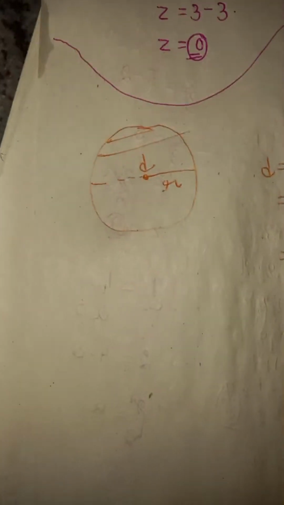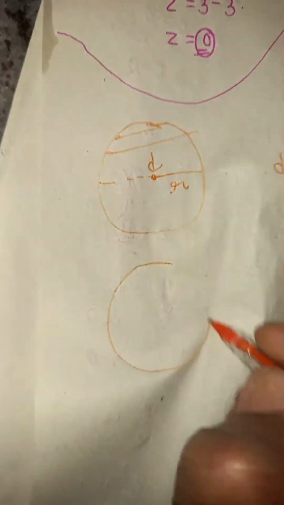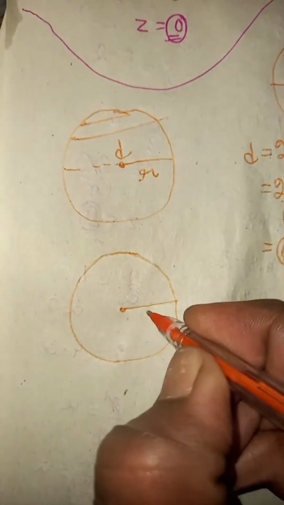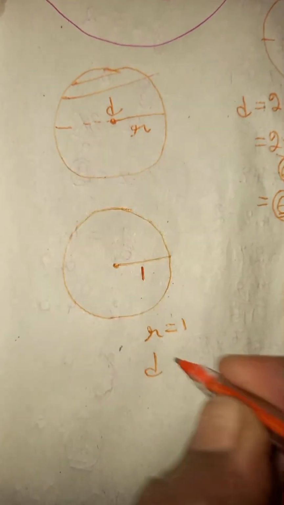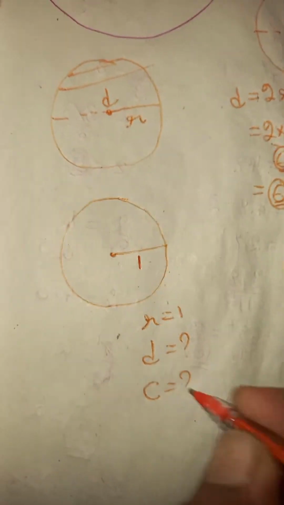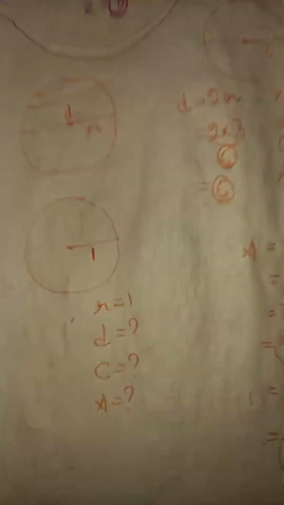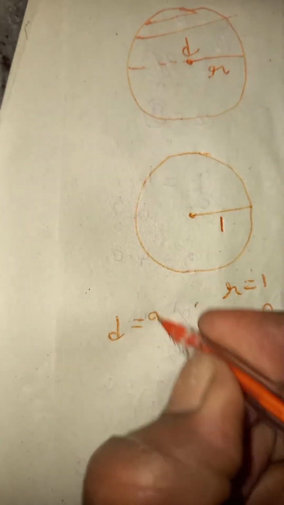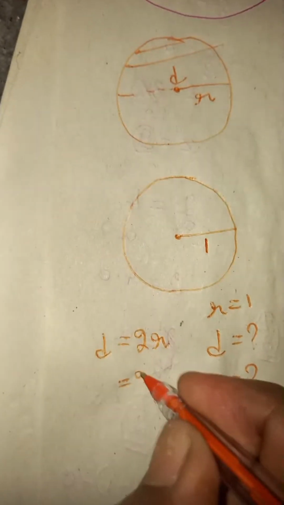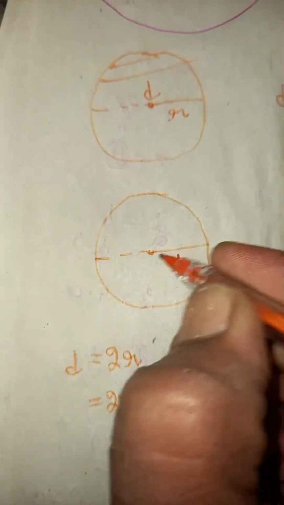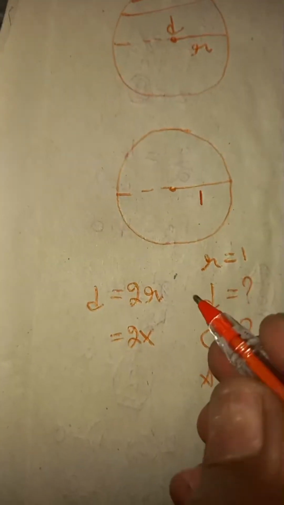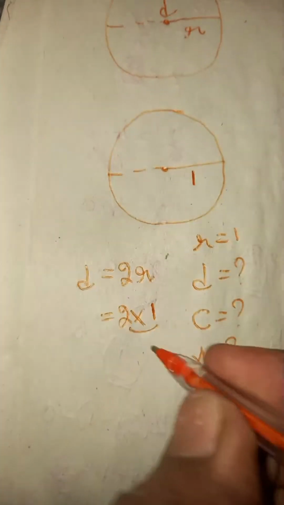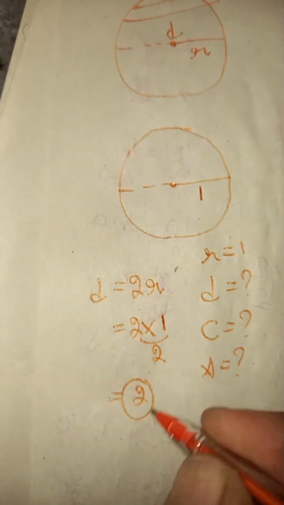Let's take another circle, and in this circle they have given the radius as 1 unit. If the radius is 1 unit, you need to find what's the diameter, what's the circumference, and what's the area of the circle. Here also, the diameter is 2 times the radius, this complete length being 2 times the half length, the radius. So it is 2 times 1. 2 times 1 is 2, so 2 units is the diameter.